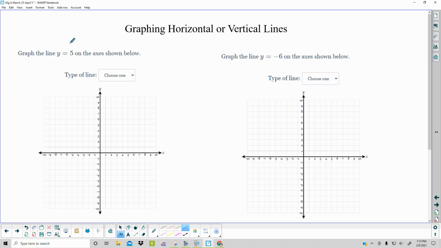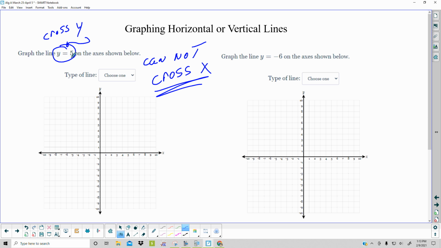Okay, so look at this equation. It does not have both letters. It only has the y. It will only cross the letter that it has. It will cross the y because it only has a y. It cannot cross the x because it doesn't have an x. So if it can't cross the x and it can only cross the y, that means that has to be horizontal at 5.